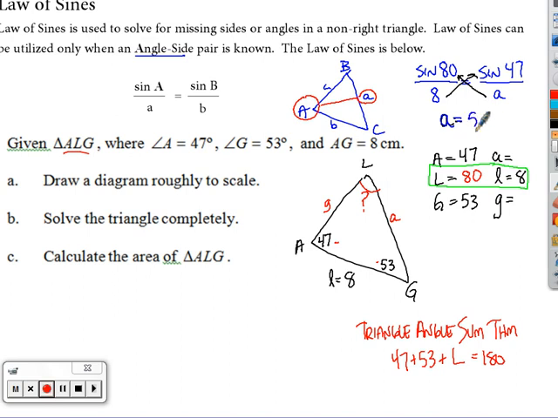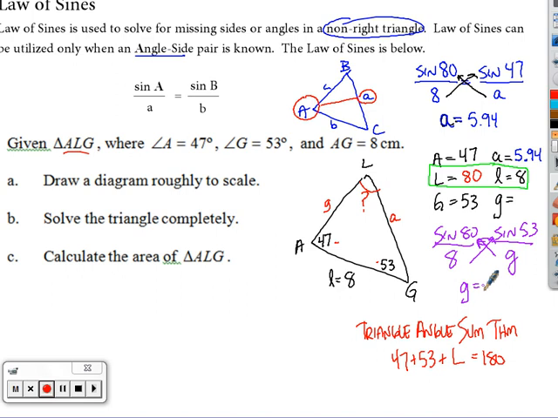And I get 5.94. Typically we round sides to the nearest hundredth, that's 2 decimal places. To find side G, the temptation would be to use Pythagorean theorem, but remember here this is a non-right triangle. That's what causes us to use law of sines to begin with, so we're going to have to use law of sines again. So now I'll still use sine of 80 over 8 as my reference, but then I'm going to use sine of 53 this time over side G. Again, cross multiply, divide by sine of 80, and that will give me my side G.